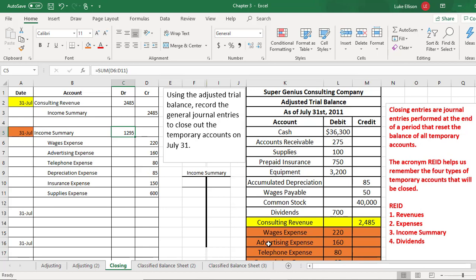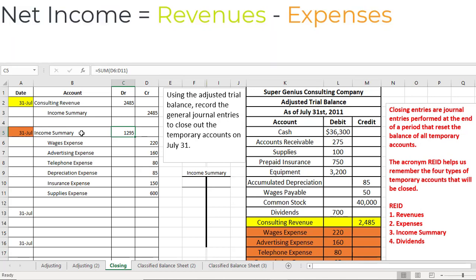Now something to note about this income summary account is it's actually tracking our net income. If you'll remember, the way you find net income is you take the revenues and you subtract the expenses. And that's exactly what we're doing here. We're taking the total of the revenues, $2,485, and then we're subtracting the total of the expenses, $1,295. So the balance of the income summary is really going to be your net income. So the first two journal entries here are really the journal entries related to the income statement.